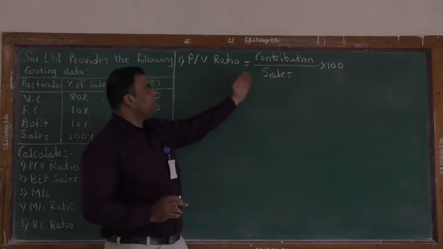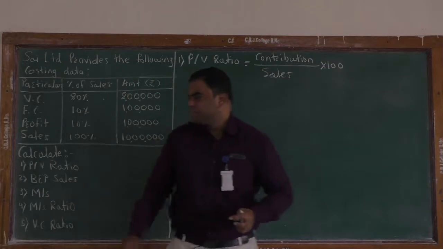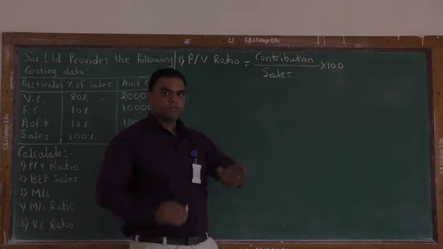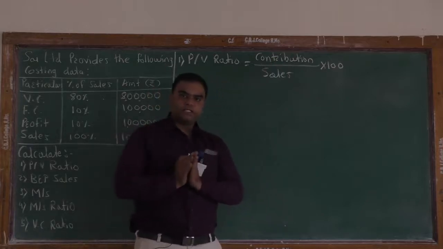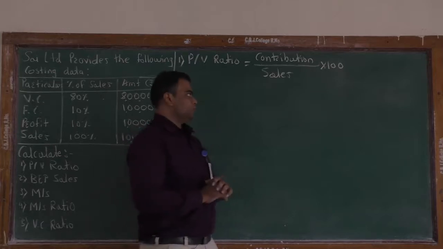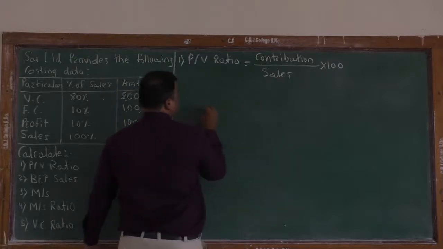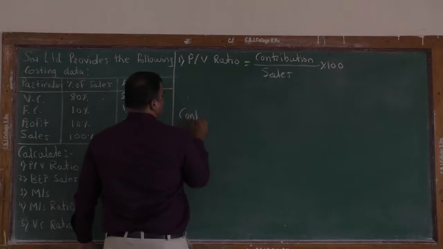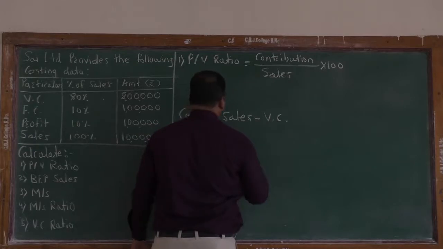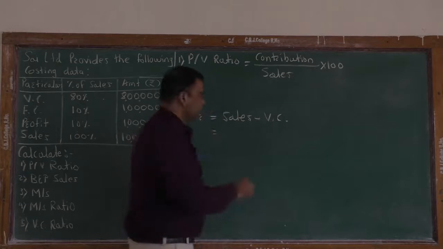So to calculate PV ratio, we require two variables, that is contribution and sales. Sales is already given, we need the amount of contribution. So how to calculate the contribution? As we know, sales less variable cost is equal to contribution. So contribution is equal to sales less variable cost.